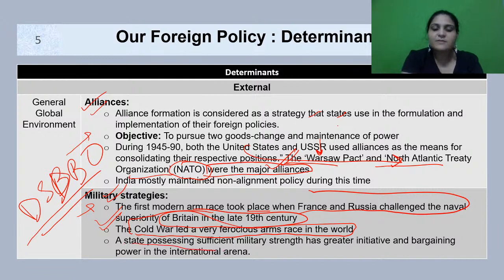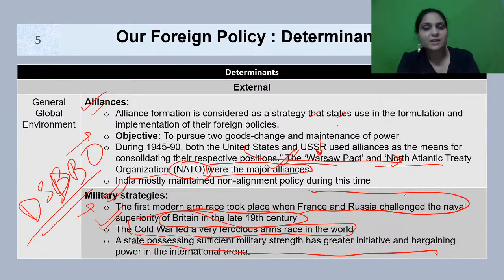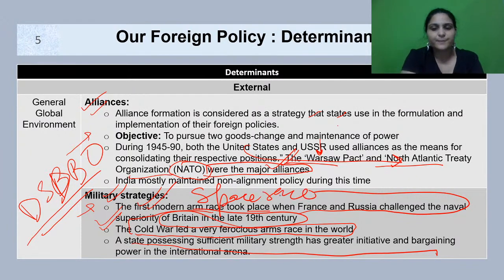Pakistan is an arms race with us, and we are in an arms race with China. We are in an arms race, I think, with the entire world also, and not just an arms race. In fact, we should add here, along with the military strategies, the space race also is now going on there. It is one of the races of superpowers.